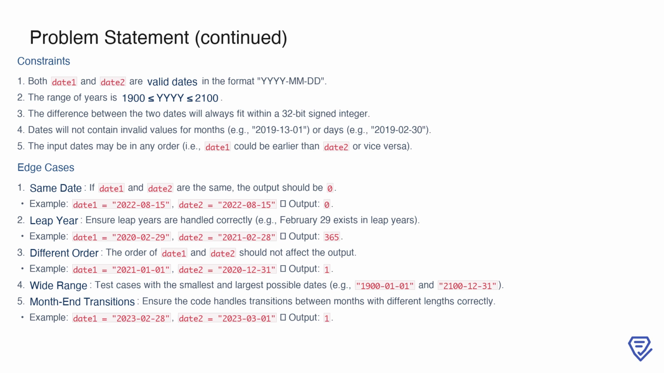You should also ensure that the function handles edge cases like identical dates, where the output should be 0, and leap years, where dates like February 29 need to be considered. Additionally, the order of the input dates should not affect the result. Whether date 1 is earlier or later than date 2, the output should always be correct. Finally, test cases with transitions between months of different lengths should also be handled appropriately to ensure accuracy in all scenarios.